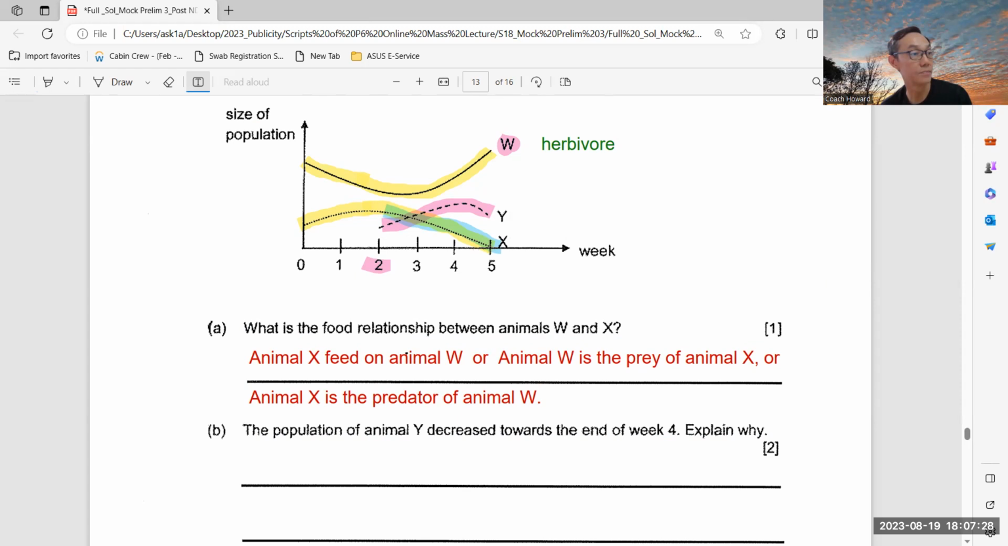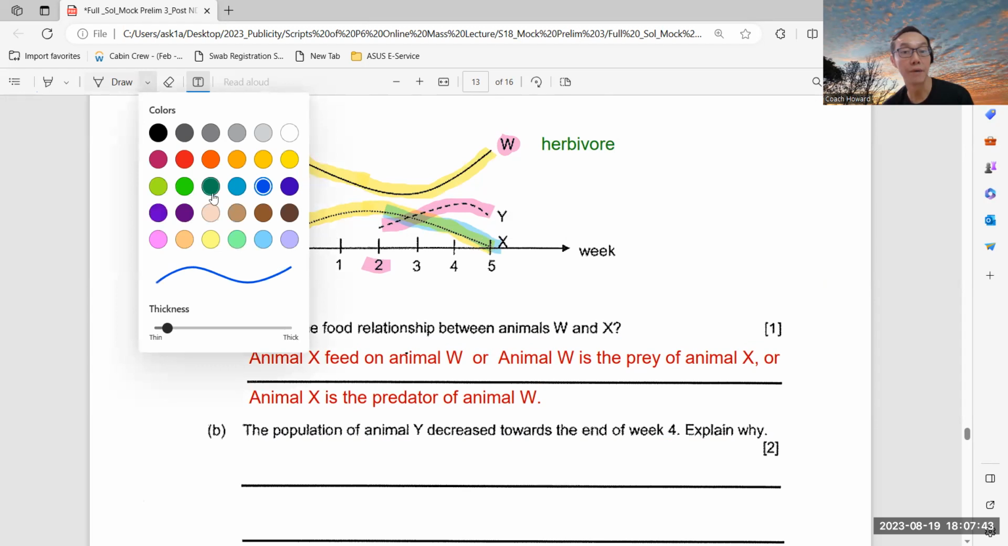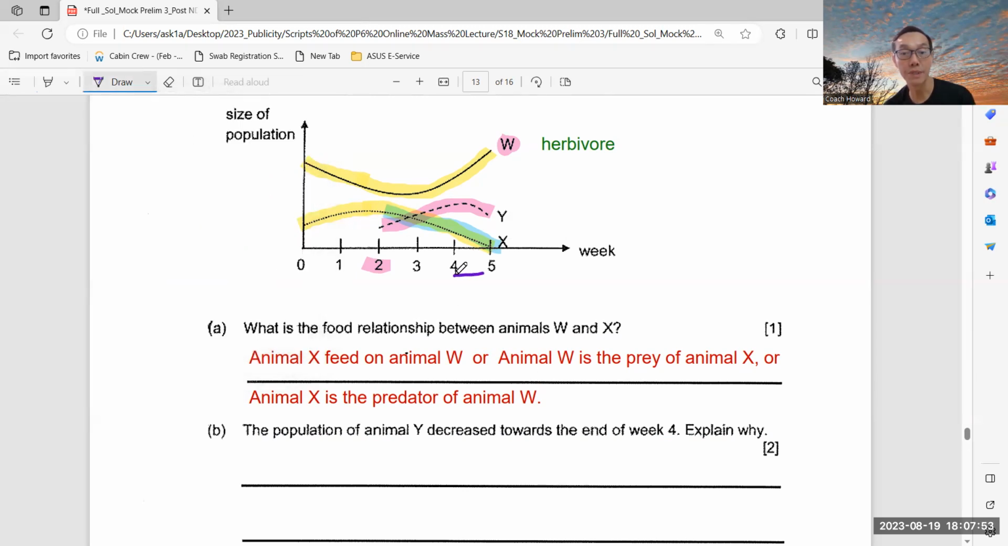The next one is quite interesting. The population of animal Y decreased towards the end of week 4, explain why. Isn't this part the end of week 4? For this question, I want you to annotate this way. They are asking you to explain towards the end of week 4. That means this section, the population of Y decreases. Can you see this part? They ask you why this part dropped. And it's a 2-mark question.